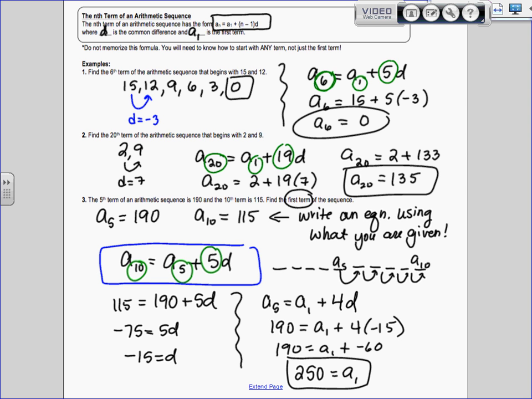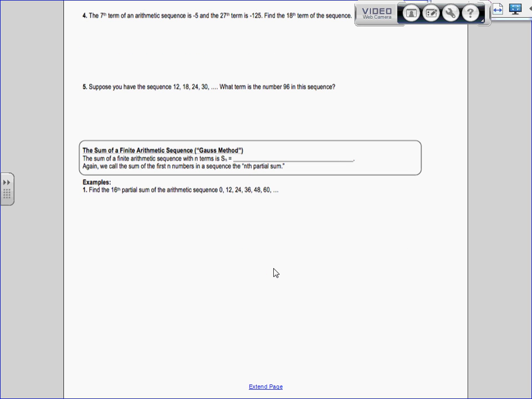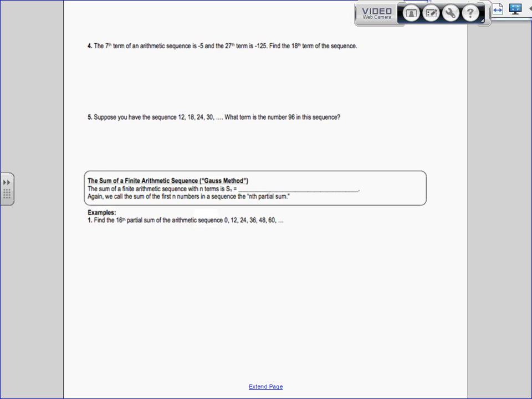All right, so let's try another one where we have 2 terms, not including the first term, and we're trying to get another term. You guys can try this one first if you want. So you're given the 7th term and the 27th term. A sub 7 is equal to negative 5, and A sub 27 is equal to negative 125. So write an equation that relates the 7th term to the 27th term. So write some kind of equation.